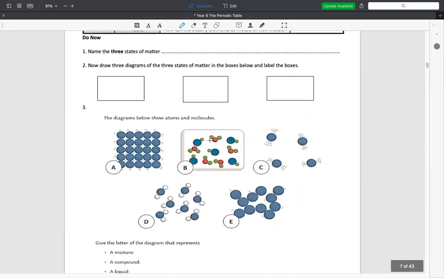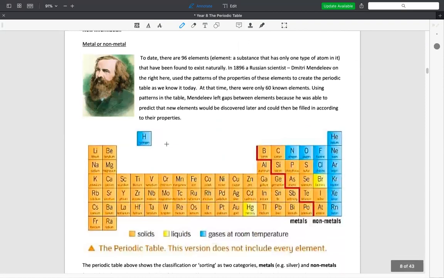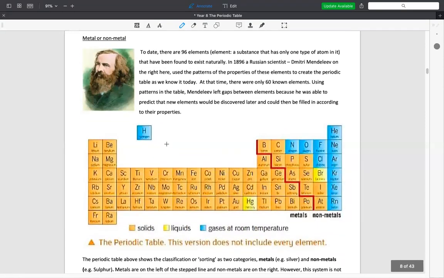The do now task I already went through in class, so it's just based on year 7 stuff. If you are still struggling with that, just let me know and I will be able to go through it with you. But going on to the new information and metals and non-metals.